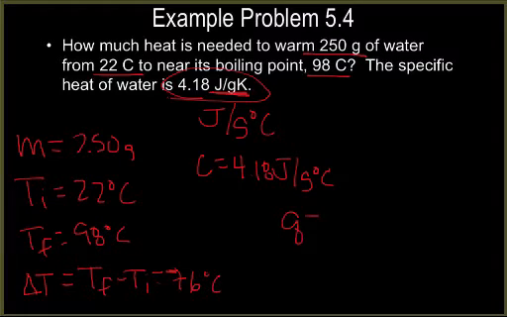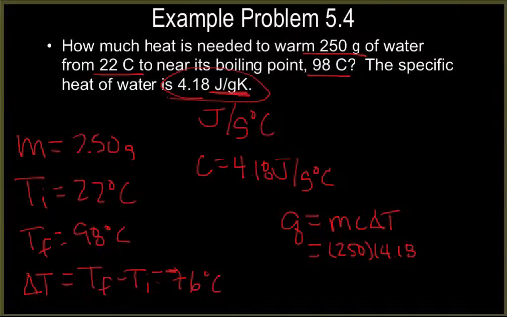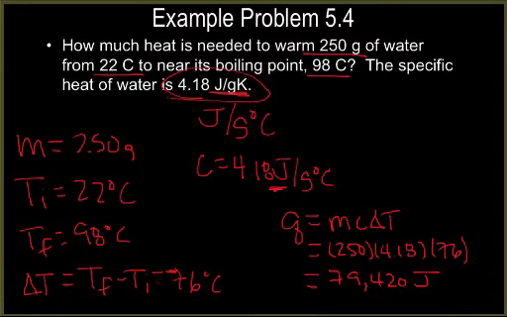Q is what we're using as our variable for heat, or enthalpy. So Q equals MC delta T. Then we substitute in our values: 250, 4.18, and 76. Our final answer here is 79,420 joules. From here, you could change that to kilojoules. Everything is going to cancel out here, and I didn't put all the units in because I was running out of room, but everything cancels except the joules, which is the unit we use to express heat.